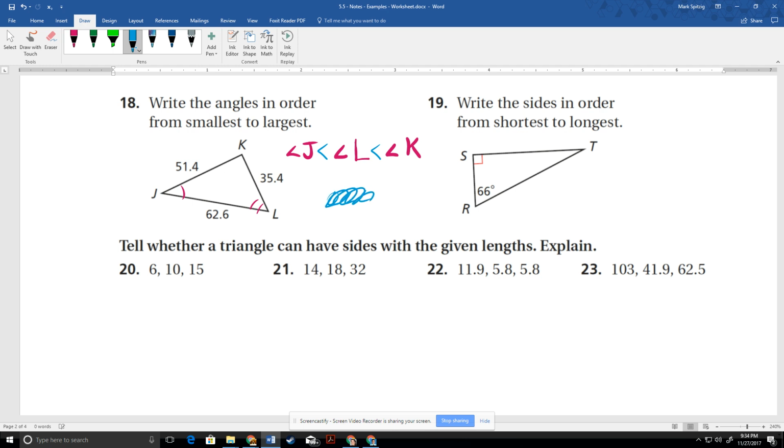Okay, so write the sides in order from shortest to longest. We have 90. We know that that's 90. That's 66. That must mean that this is 24 for them to add to 90. So the shortest side is going to be SR because it's across from the smallest angle. So we could say SR would be less than the medium side, which would be opposite the medium angle. Angle R is the medium angle. So ST has to be our medium side, and then finally our last side is RT. I know that would be the longest side anyway, because it is the hypotenuse of a right triangle, so it would have to be.